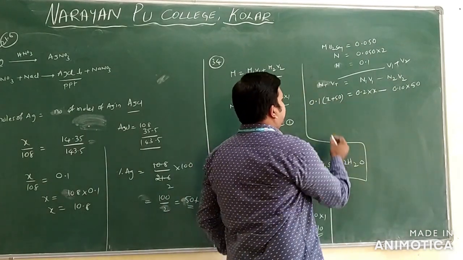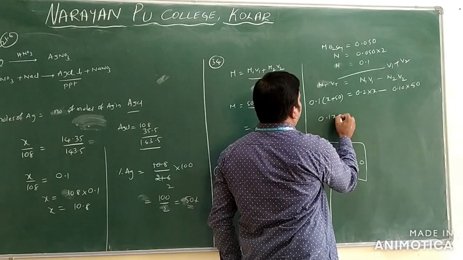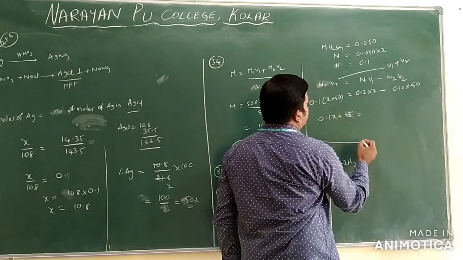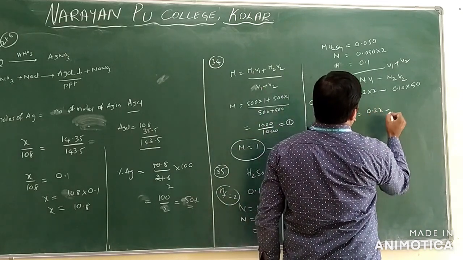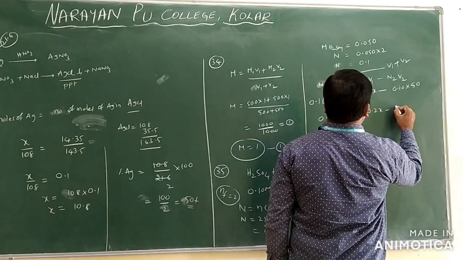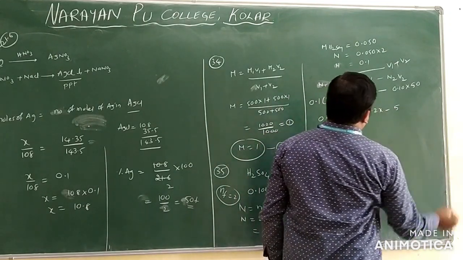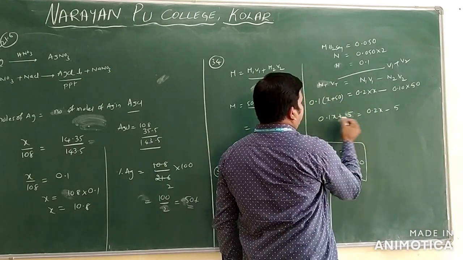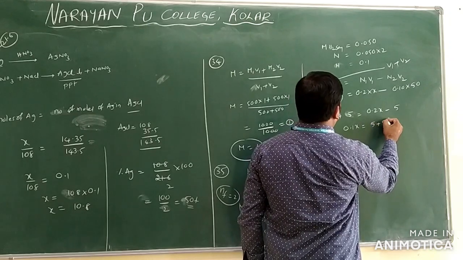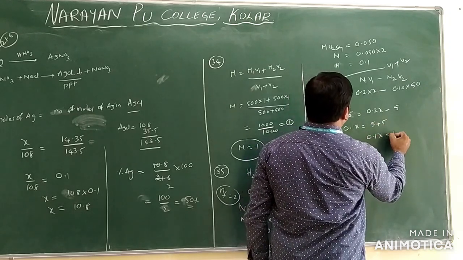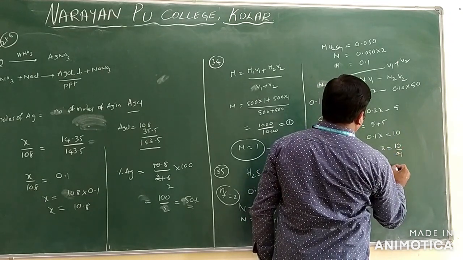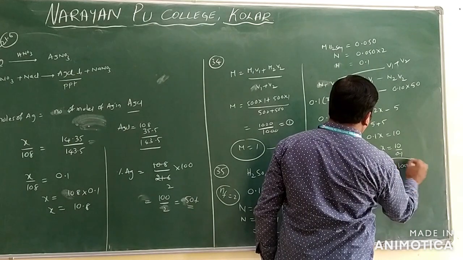Now multiply: 0.1 into x plus 0.1 into 50 is equal to 0.2x minus 0.1 into 50, which is 5. So 0.2x, taking this side, gives 0.1x is equal to 5 plus 5. 0.1x is equal to 10. x is equal to 10 by 0.1, so you get 100 ml.